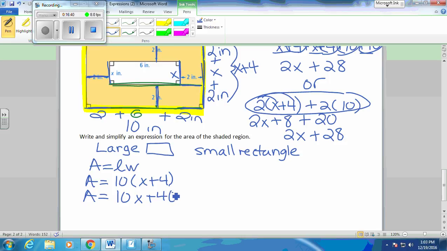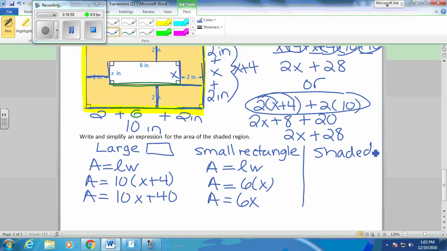Then for the small rectangle, it is 6 and x to give me 6x. And then to find the shaded, it's going to be the large minus the small. So in this scenario, I'd have the 10x plus 40. If you want to put that in parentheses, you certainly can. And then minus the small would be minus 6x.